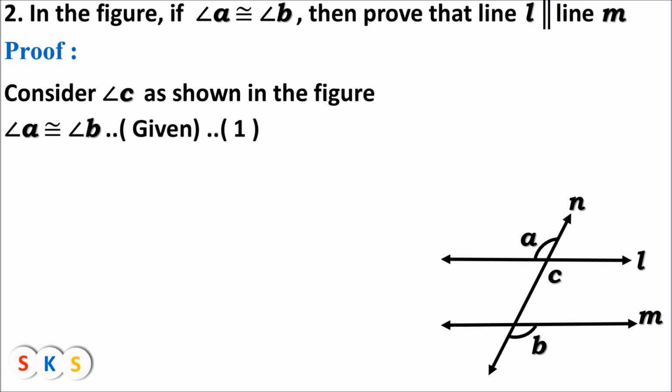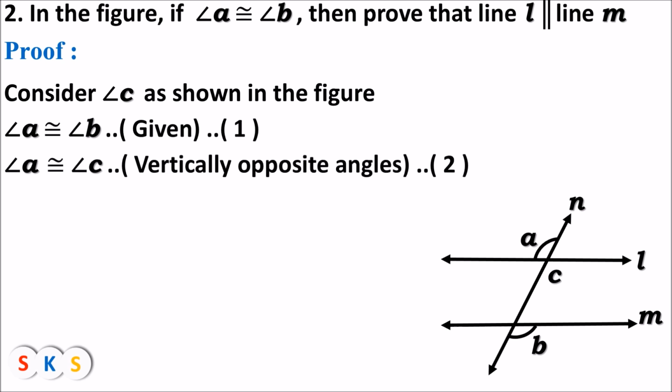Angle A is congruent to angle B. Why? It's given. You can see in this figure angle A and B are congruent. It's given. Angle A is congruent to angle C, because they are vertically opposite angles. Look at this figure. Can you find angle A and C in this figure? Yes, you can see that angle A and angle C are vertically opposite angles, and we know vertically opposite angles are congruent.